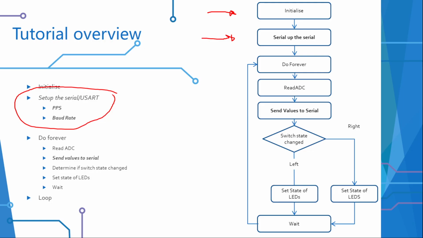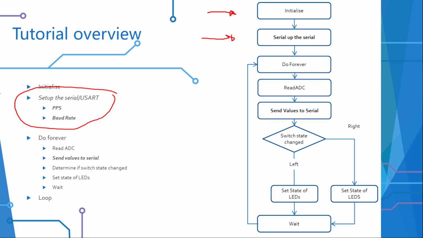If you don't set it up, it will send data into the module. It just won't be connected to an output port. So you must set up PPS and tell it the baud rate, bits per second. I've chosen 9,000 bits per second. You can go up, choose whatever number you like. I don't care. Then we're going to loop forever.